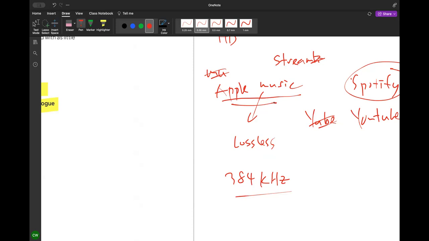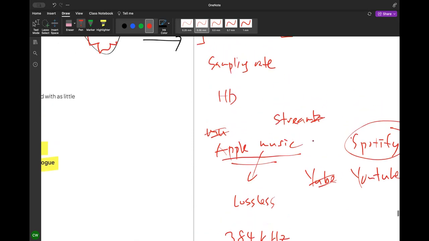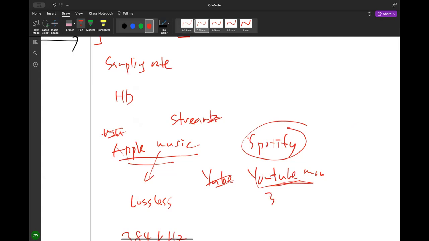So lossless music. That's why this one need money one. 1 month I pay 99 ringgit per month. This one cheaper. Yeah. YouTube Music 30 something.